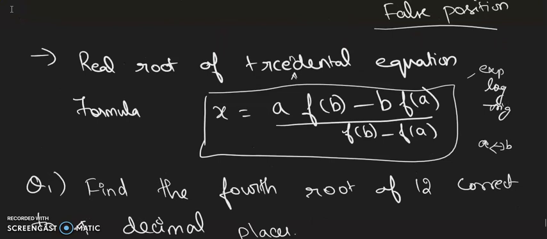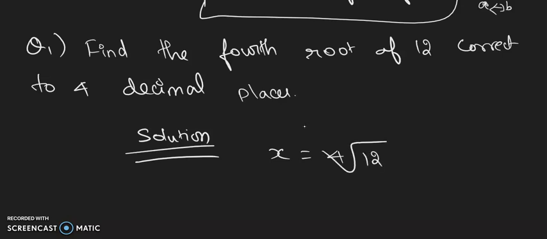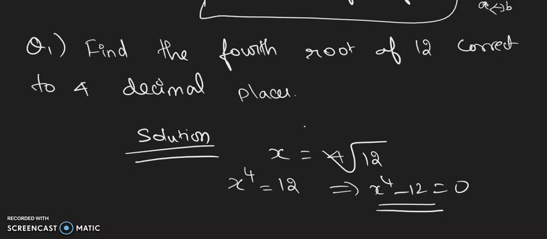Let's see a problem. Find the fourth root of 12 correct to 4 decimal places. So how to get the equation? Assume that we don't know what the fourth root of 12 is. Of course, you can calculate in a calculator and know the real answer. So x is equal to fourth root of 12. I don't know this, so x power 4 is 12, which implies x power 4 minus 12 is equal to 0. From this, I frame the equation. So f of x is x power 4 minus 12.